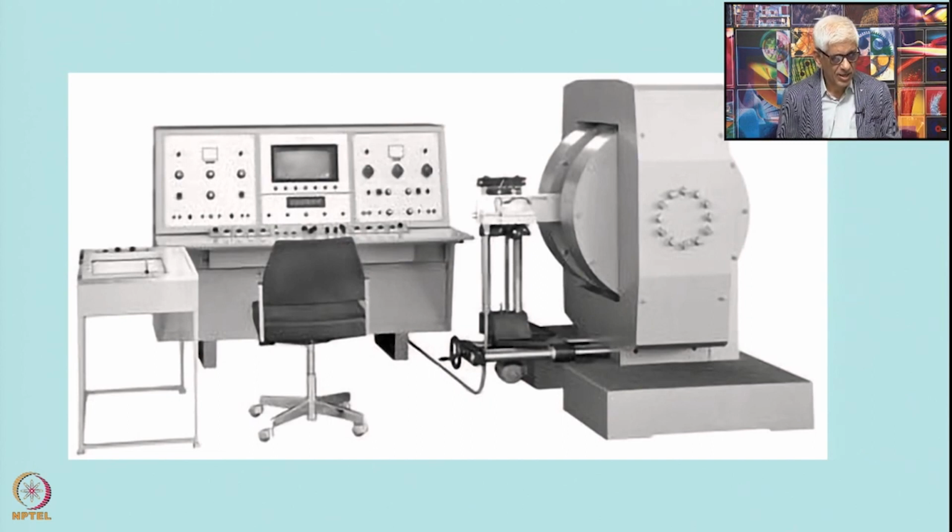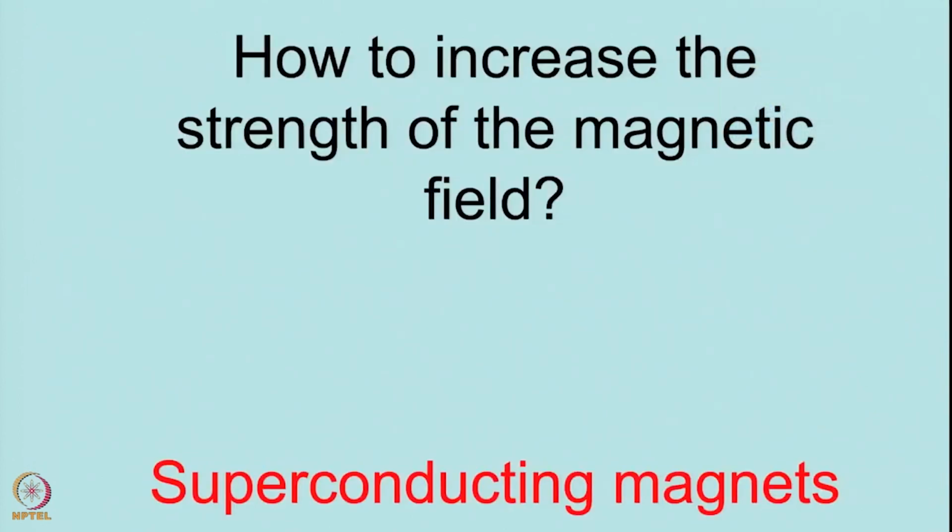Why do we want to increase the magnetic field? Because if you increase the magnetic field, you increase the sensitivity, you increase the dispersion of the signals. Therefore, you would like to go as high as possible with respect to the magnetic field. So, what do we do? How do we increase the strength of the magnetic field? This is where superconducting magnets came into existence and these are an extremely important later development. This came in the later 1970s and subsequently the technology has been growing.